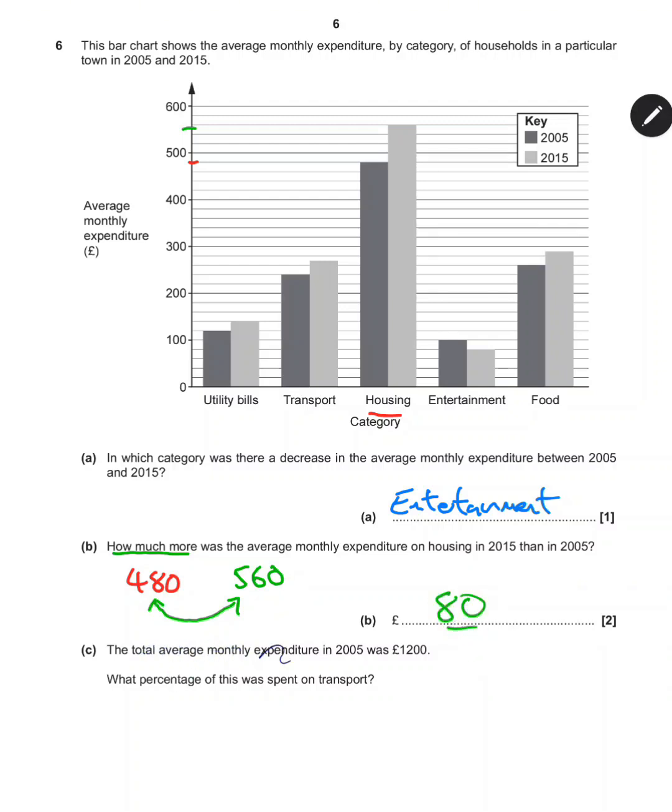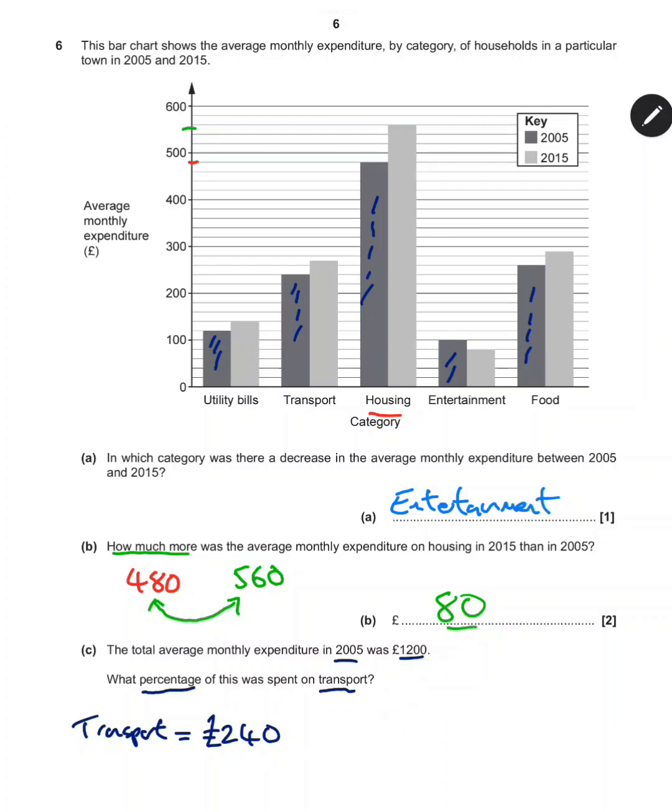We're told that the total monthly spending in 2005 was 1,200. So all of these grey bars add up to 1,200. That's everything in 2005. And we want to know what percentage was spent on transport. So if we find the transport, well, transport is here. Again, remembering we're counting in 20s, we've got 220, 240. That's £240. The total is 1,200.